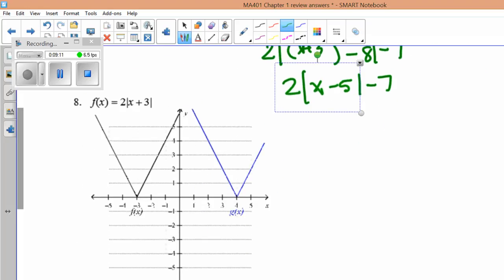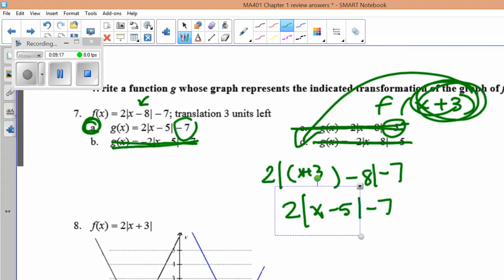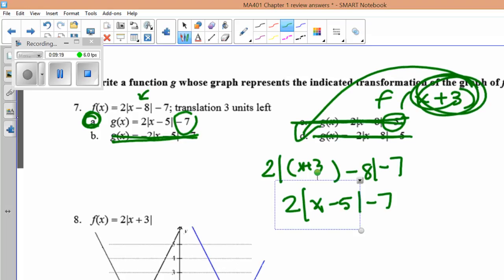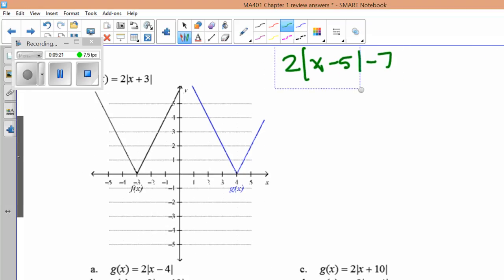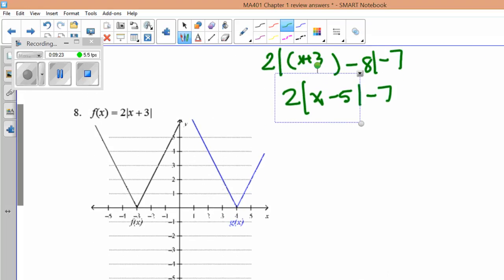Okay, over here, they want us to write the function again, I believe. Yep, write a function whose graph represents the indicated transformation. Okay, so f of x is right here, they're telling us. The f of x is x plus 3. See how it's x plus 3, but it's going through minus 3? See how they're the opposite?